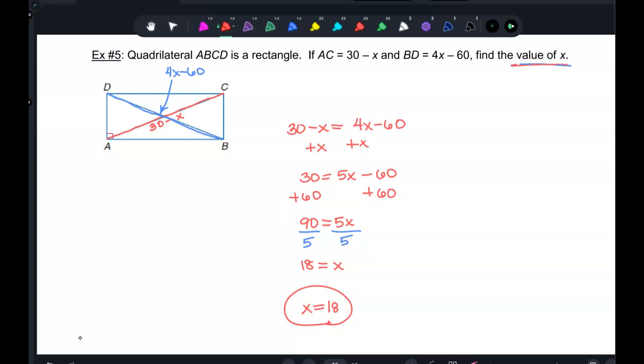Just go back, make sure. Yeah, we just had to find the value of x. If they asked for the measures, we would want to go back and plug it in.